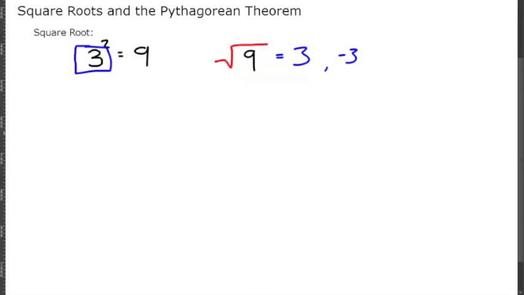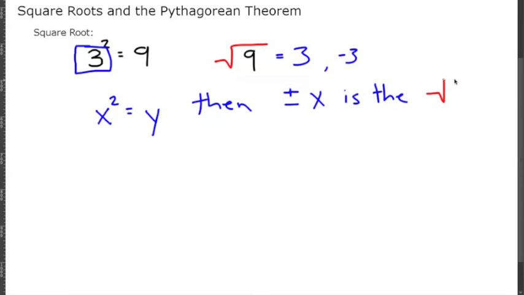As a formula, we can write x squared equals y, then positive and negative x is the square root of y. So if I give you x squared equals 16, we have to find out what this x is equal to.